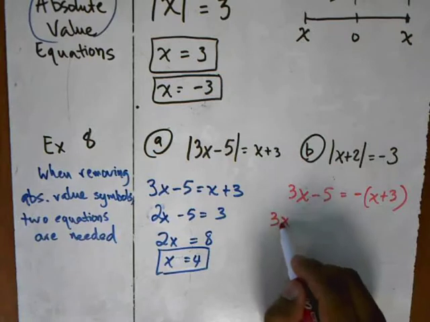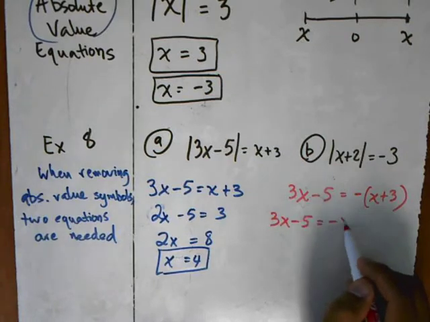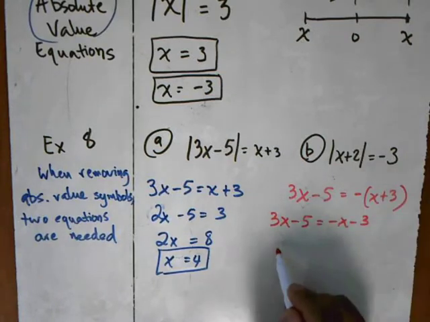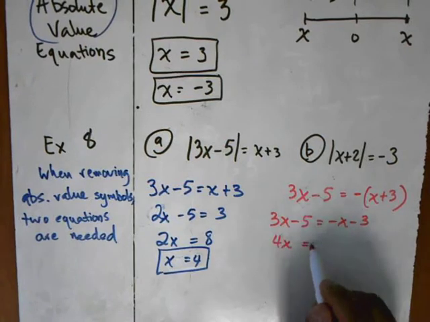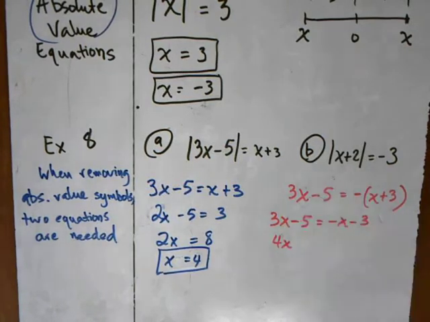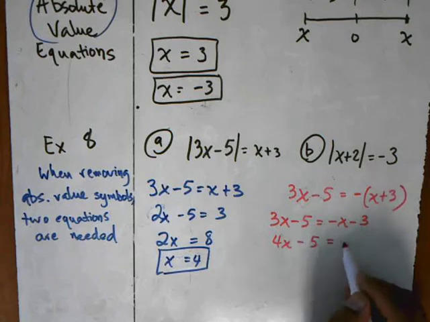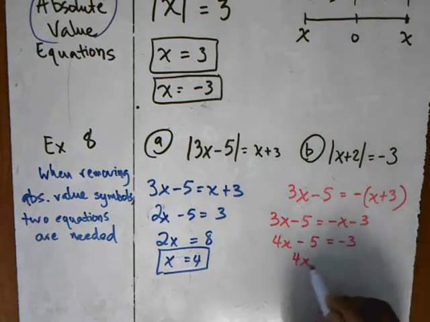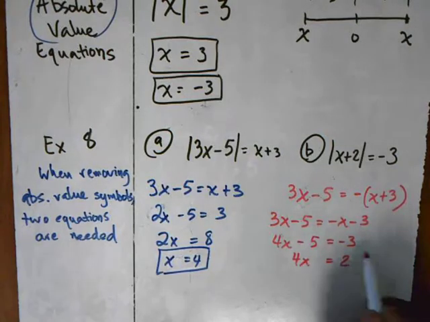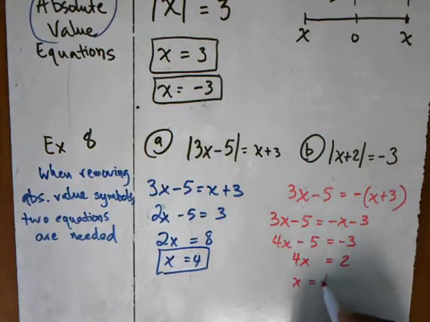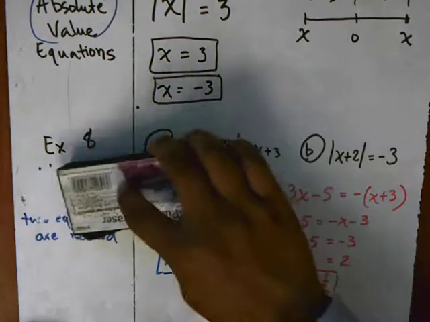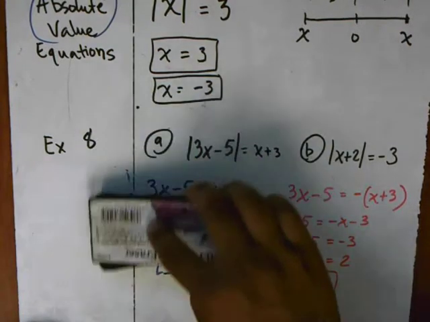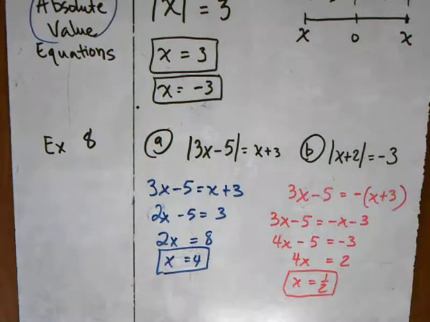So this is 3x minus 5 equals negative x minus 3. This gives you, I'll show all of my steps here, 4x minus 5 equals negative 3. 4x equals 2, because I'm adding 5 to both sides, and then x equals 1/2. Okay? And like I said before, it's important that we check our answers to make sure that they actually work.